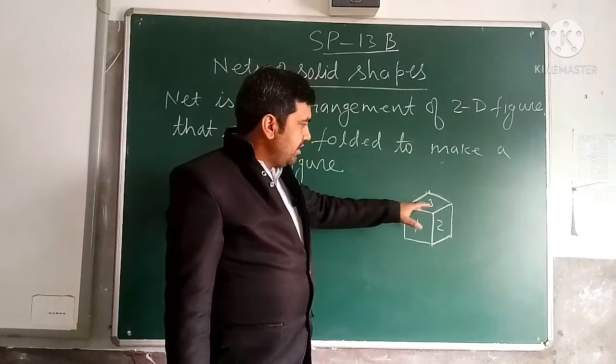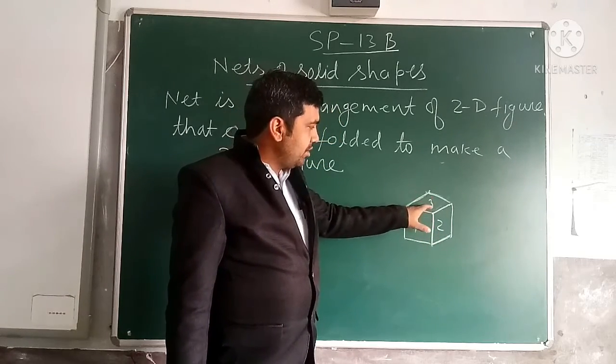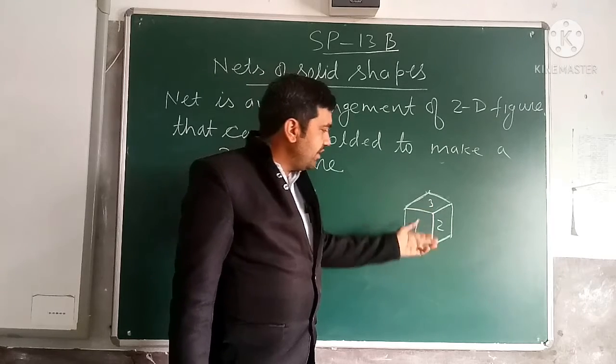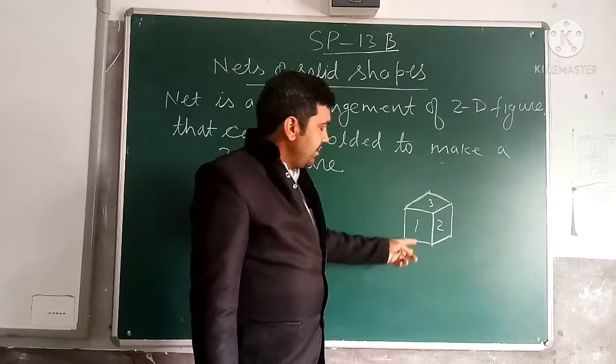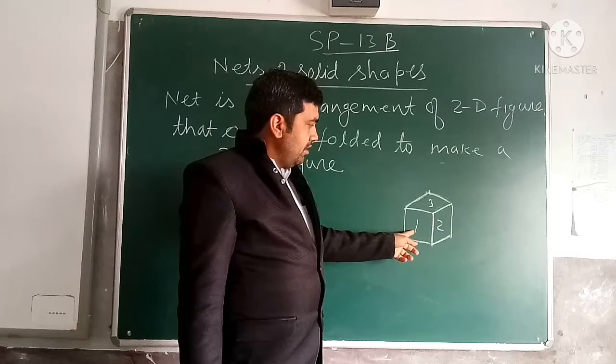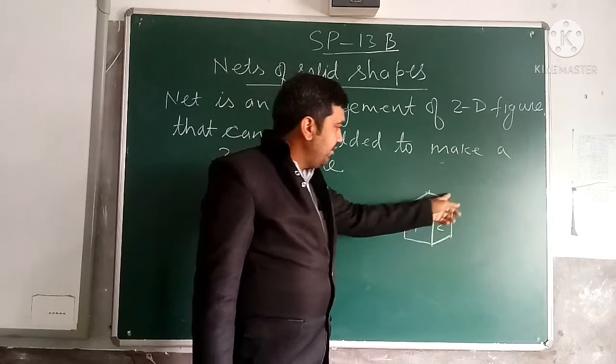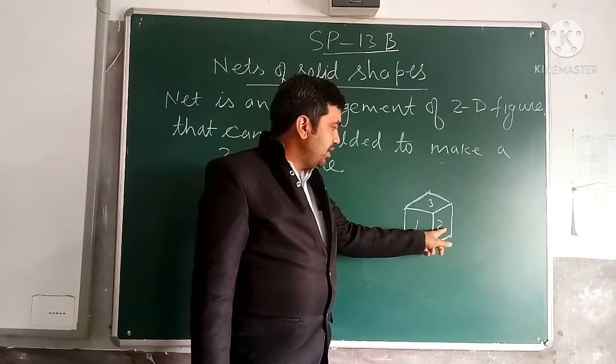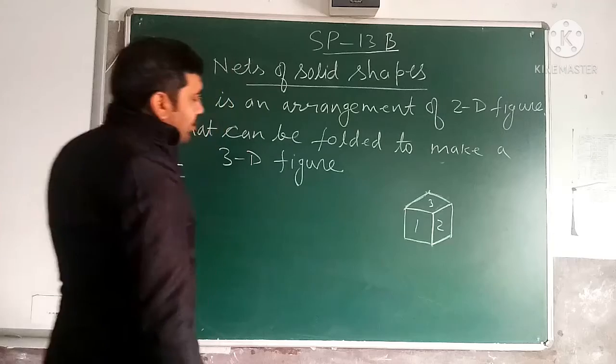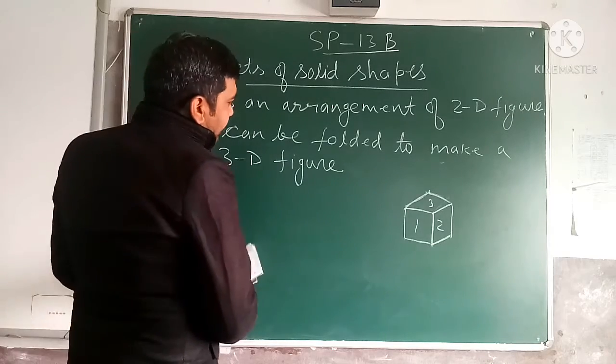This is the above surface, the top face of the cube, and the bottom face will be down, which is hidden. This is the left face, and its behind face will be here. This is face number 2, and its behind will be here, hidden. Okay, at one time we can see only 3 faces of a cube.